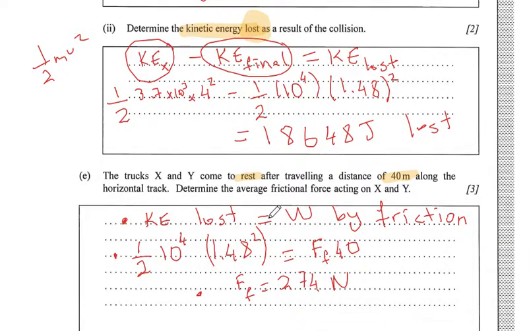This question is after that, what happens after that? They drift away with a common speed of 1.48, and after 40 meters, they are not moving anymore because the energy that they have, which is this, right after the collision, is used up against the frictional force. So I set that equal to force times the distance traveled, and that gives me the frictional force.